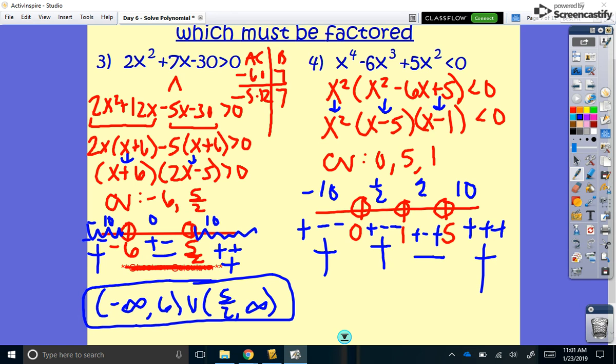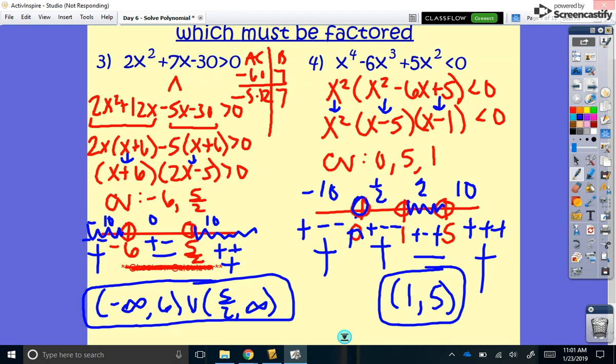It says, when is this inequality less than 0? So I'm going to shade here, which gives me an answer of 1, 5. In this one, I don't need to include 0 because it's an open circle. Remember the problem before where we did include negative 2? You only do that if you have a closed circle versus an open circle.